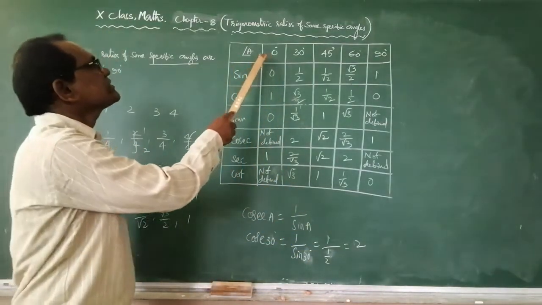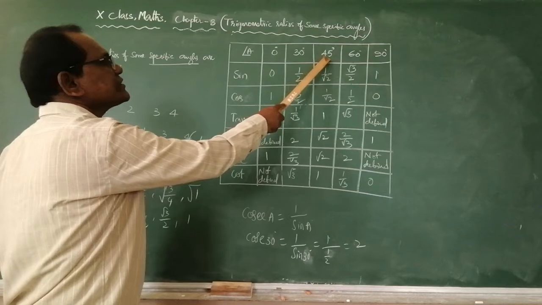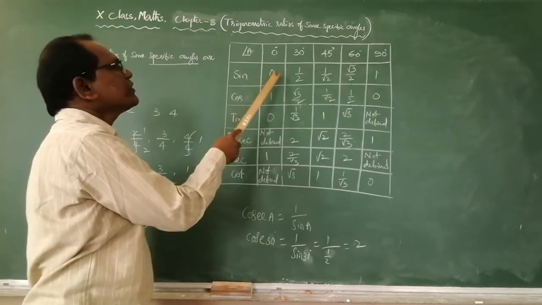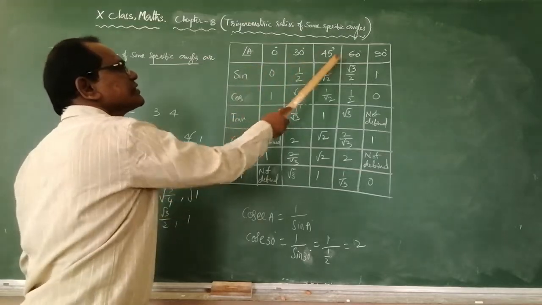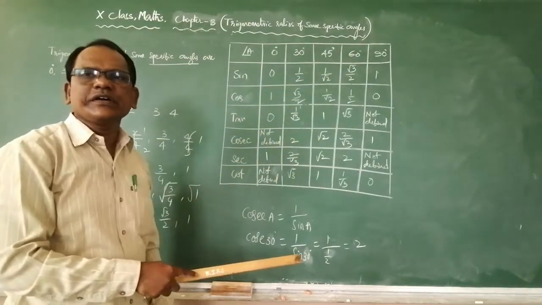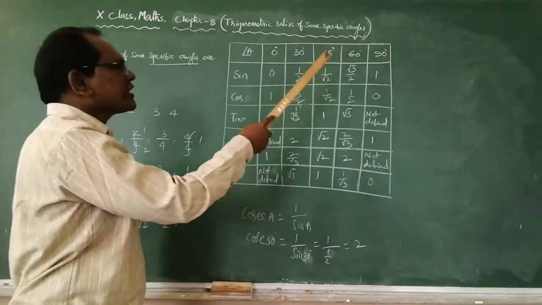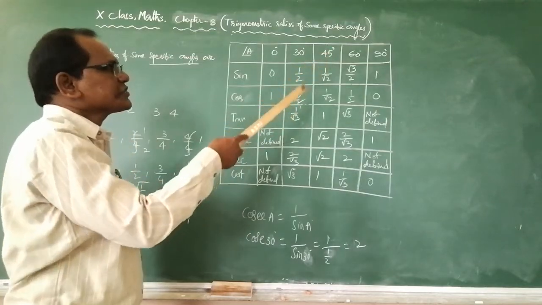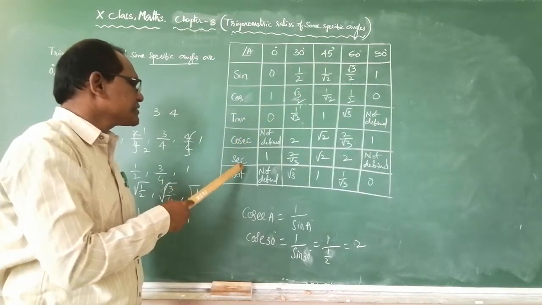What are the specific angles? That is 0 degrees, 30 degrees, 45 degrees, 60 and 90. So this is sin 0, sin 30, sin 45, sin 60, sin 90. Like that, cos 0, cos 30, cos 45, cos 60, cos 90. Next, tan 0, tan 30, tan 45, tan 60, tan 90. Like that, the remaining also, cosecant, secant and cot.